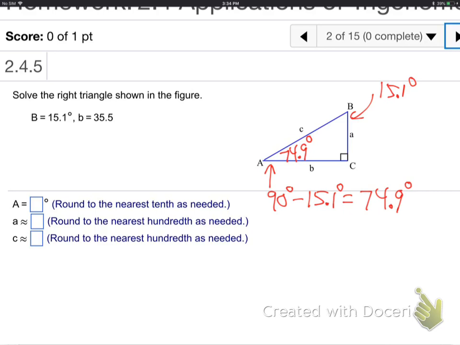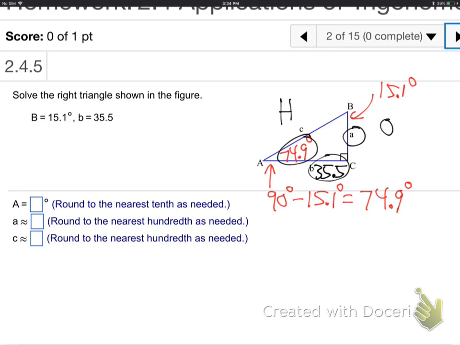So here we go. I need the little a. I gotta pay attention to where little a's right there. And I know this angle. Oh, I forgot to put in b. B is 35.5, isn't it? Oops, I'm gonna need that. 35.5. So, what trig relationship involves my angle 74.9 degrees and little a and the b, the 35.5?